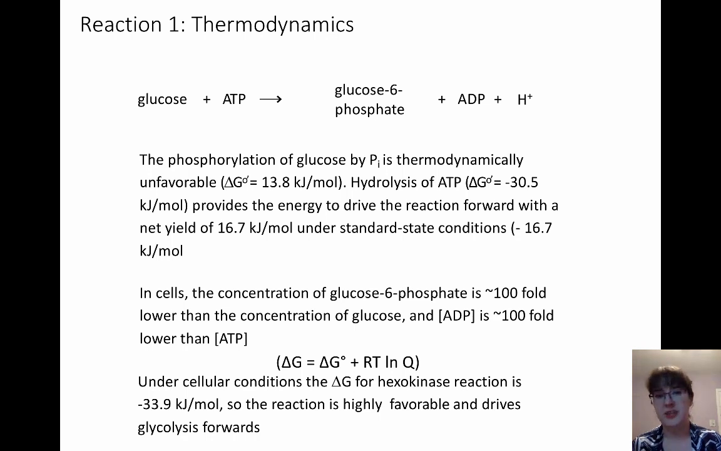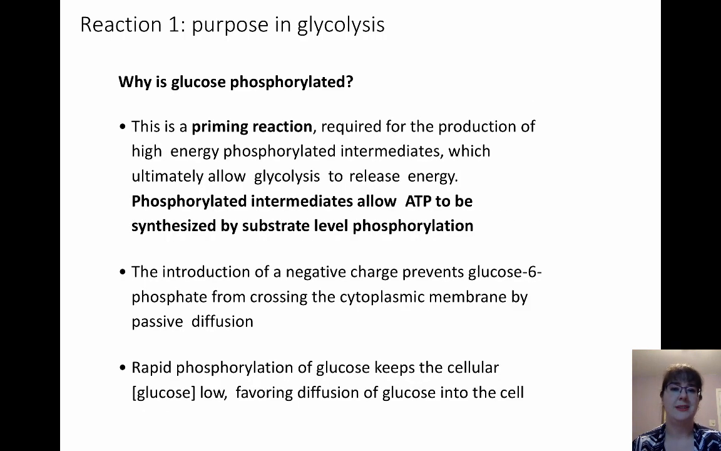So not only is this ATP important for driving the reaction forward thermodynamically, it's important for other reasons as well. So one, this is going to basically set us up for glycolysis to release energy later. It is what's called a priming reaction, in that it's going to give us really high energy intermediates, so that glucose 6-phosphate has high energy to it, and we're going to be able to release that energy later. So even though we're putting energy in, it's actually going to help us release more energy down the road.